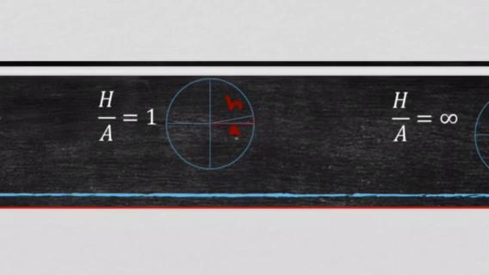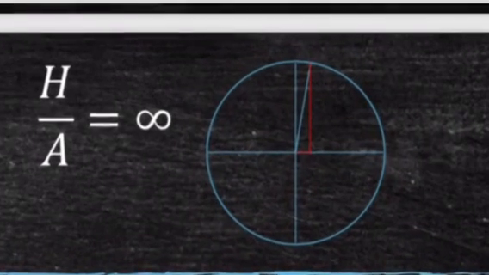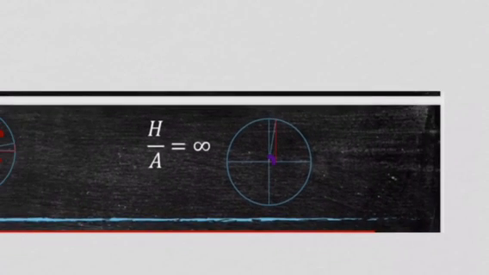The smaller the angle is, the closer the hypotenuse is in length to the adjacent side. But then as we let that angle become bigger, notice we can zoom in even more on this circle. Notice how this angle is getting bigger. That angle is approaching pi over 2. Well, now the hypotenuse is way bigger than the adjacent.